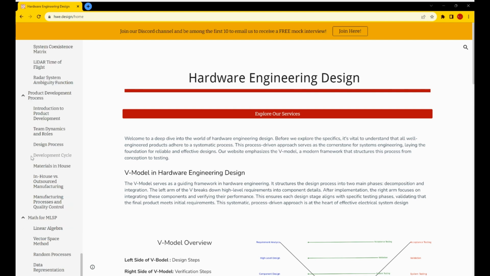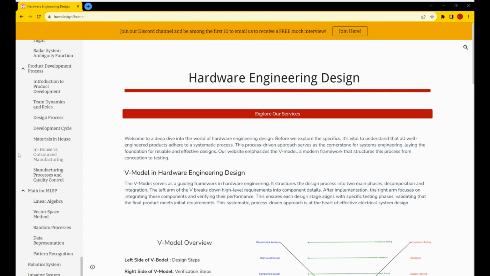Lastly, we're going to focus on the product development process. Who are the teams and what do they do? How do you design a product from concept phase to prototype to mass production? How do you repeat that design process multiple times over generations of products? What are the different types of manufacturing: in-house versus outsourced versus joint design? And what are some typical manufacturing processes and quality controls?